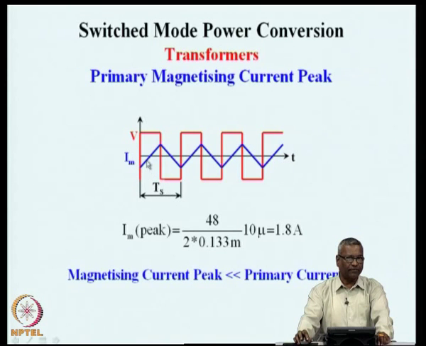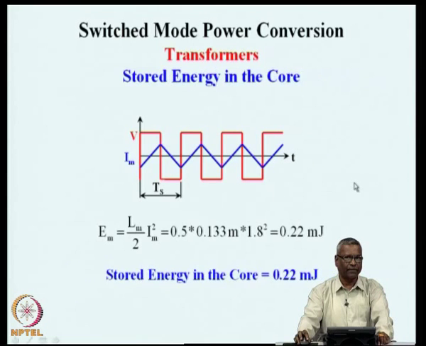The rated current for this transformer was 25 amperes, and you can see that the magnetizing current is a small fraction, less than about 1/10 of that. Magnetizing current peak is very much less than the primary current, which is about 25 amperes. In good designs, this will always be true. In very good designs, this inequality will be even better satisfied.